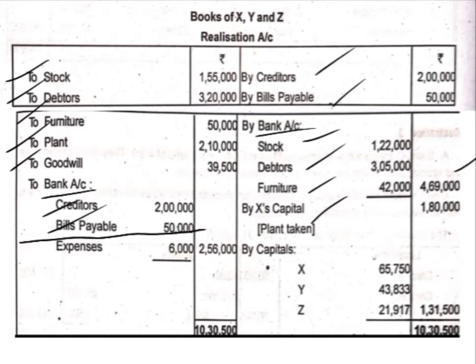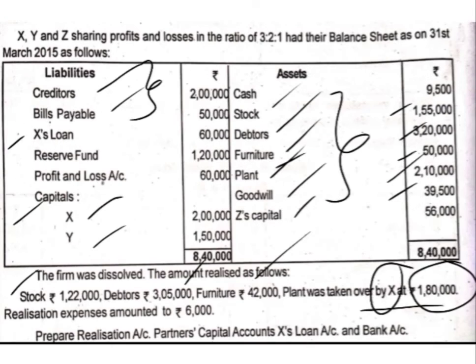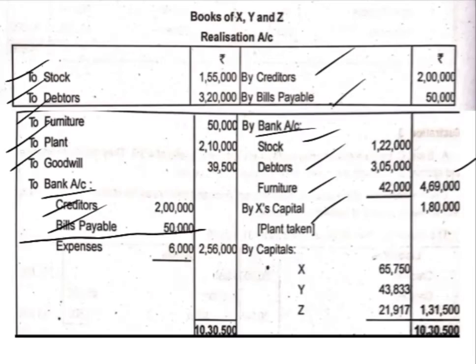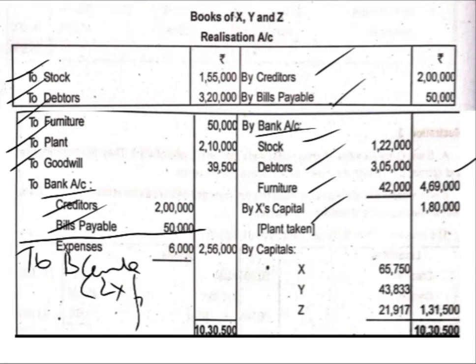As I told you in the previous question also, for paying the expenses, make a separate entry. So the next entry will be for paying the expenses. It has come to 6,000. So again the entry will be realization account debit to bank account. Below that you have to write expenses paid, amount is 6,000. So 2,50,000 will be shown in the previous entry. Here you have to show 6,000.